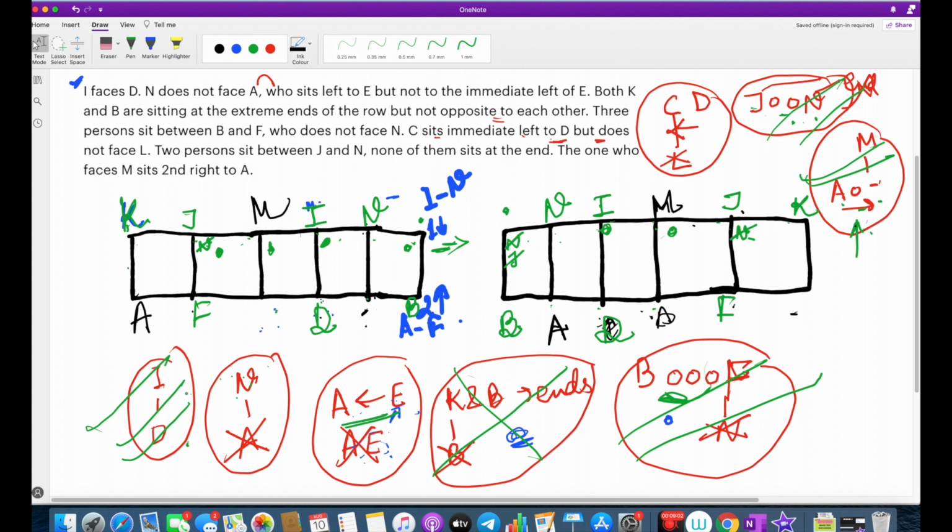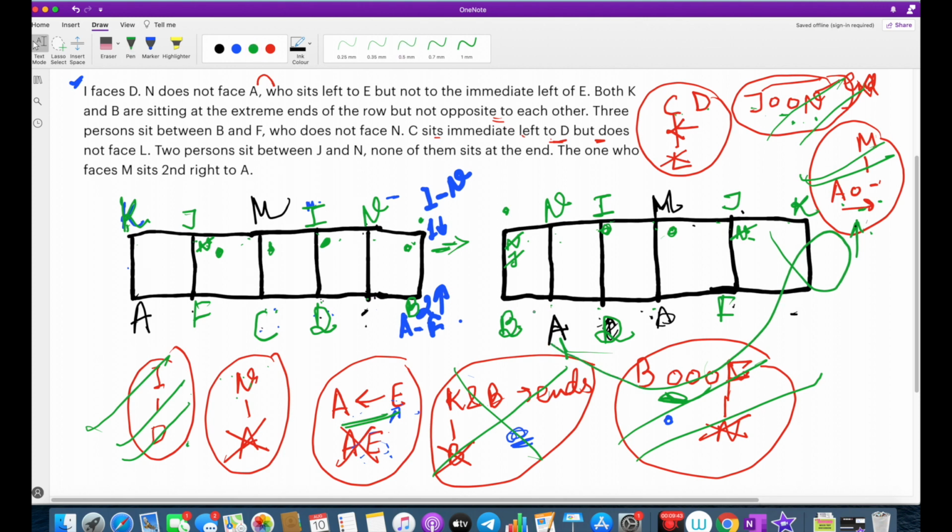Now the next condition is this one. C sits immediate left of D, and opposite to C you cannot place L. So let's place C here, immediate left of D. And opposite to C you cannot place L. Yes, this is correct. Now in this position, immediate left of C you have A. So this possibility is wrong.